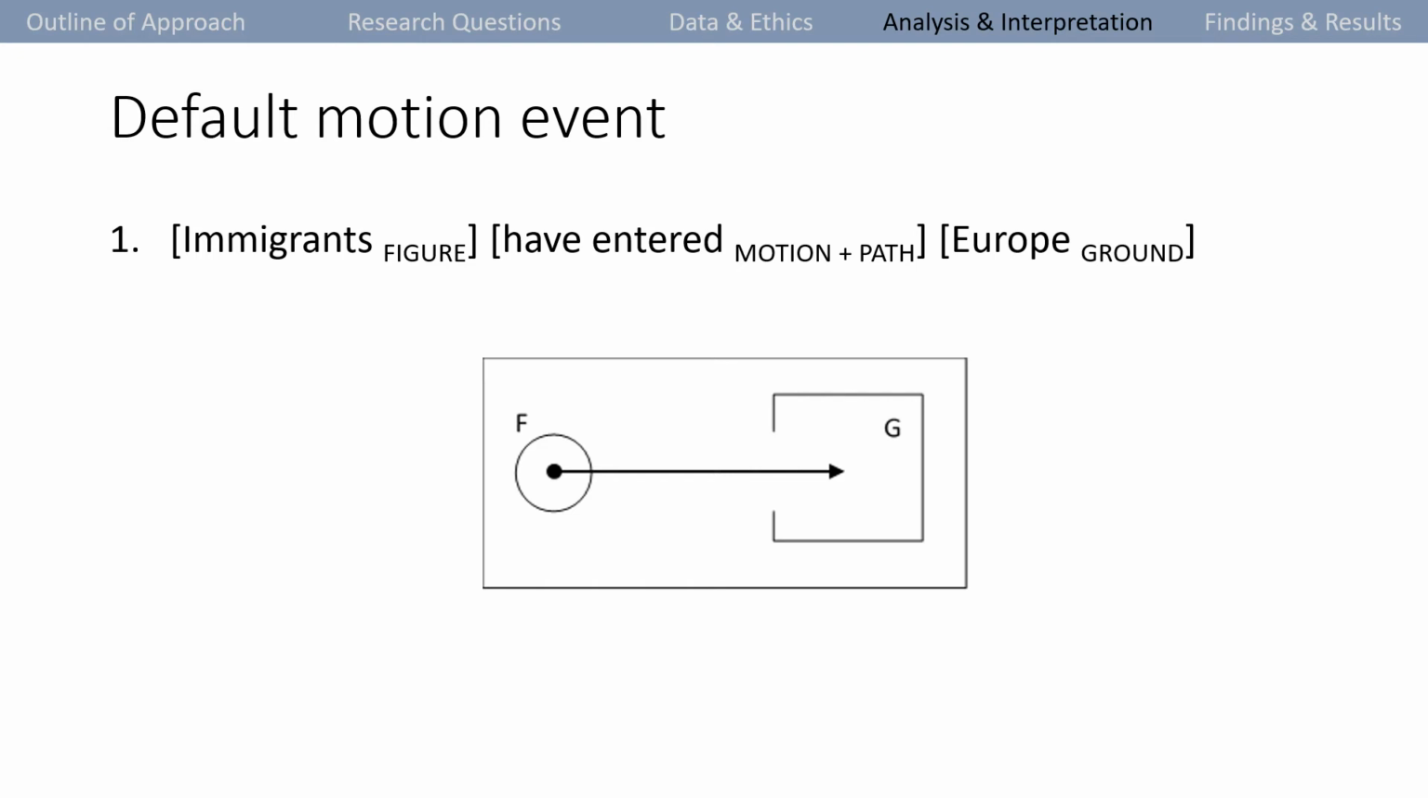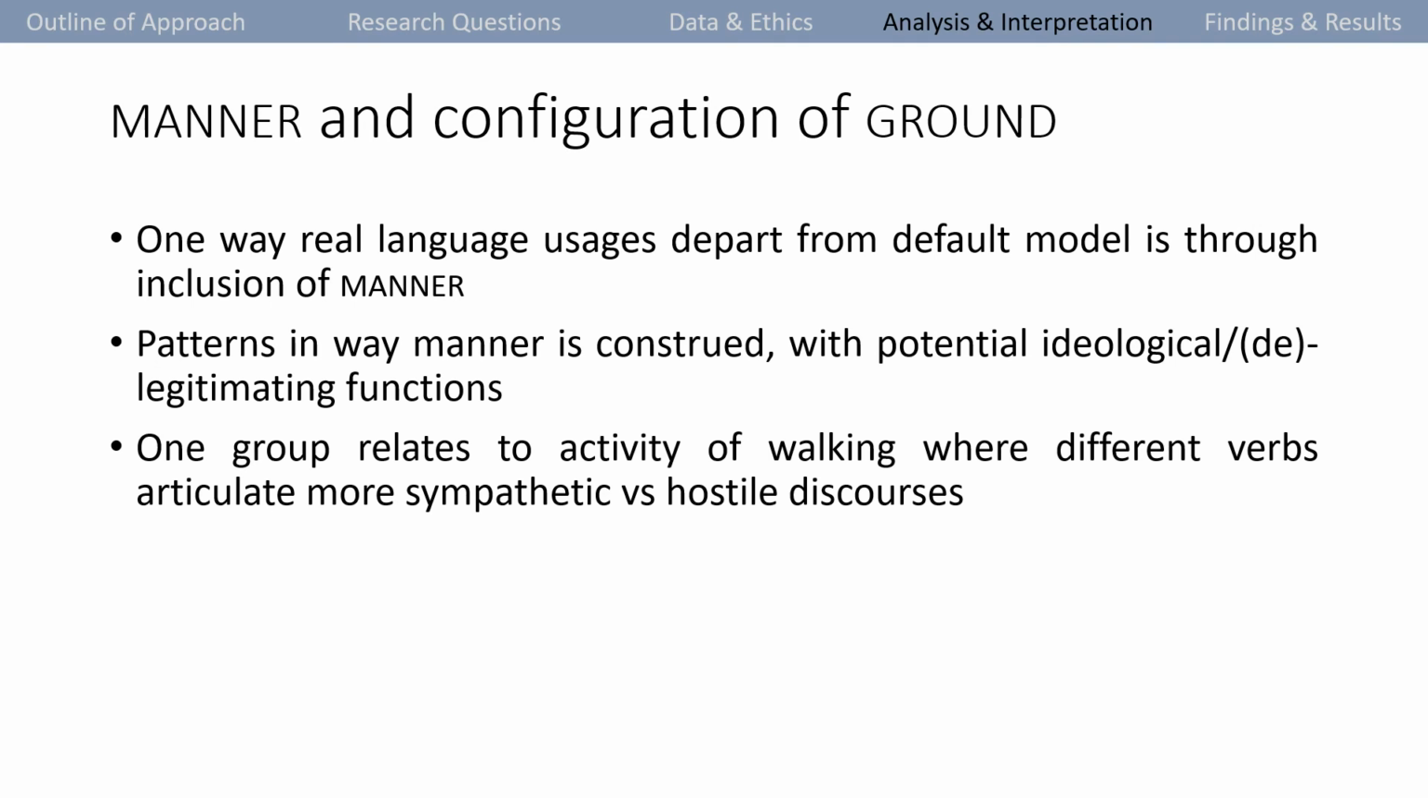From a critical perspective, our task is to consider how the conceptualizations evoked by actual language usages differ from this basic model, and what the ideological functions might be of alternative conceptualizations. One way in which real language usages depart from this model is through the inclusion of manner. Indeed, most English verbs of motion express motion and manner simultaneously, while path gets expressed by a preposition.